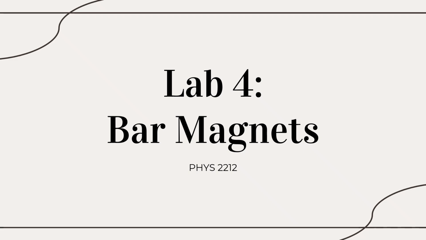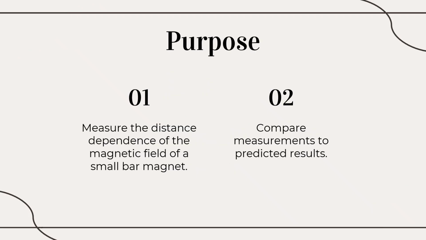Hello, today I'll be speaking about Lab 4, which is on bar magnets. The purposes of this lab are to measure the distance dependence of the magnetic field of a small bar magnet and to compare measurements to predicted results.